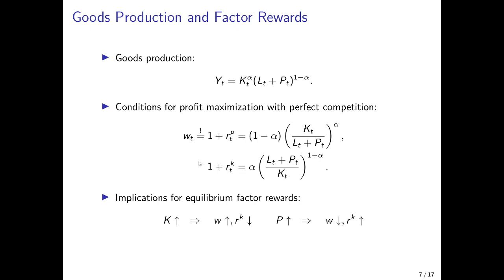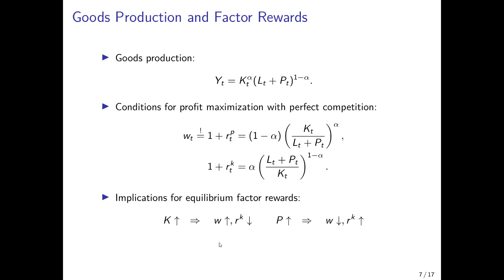And the rate of return on traditional capital is the derivative of the production function with respect to traditional capital. We see alpha comes down, L plus P to the power of 1 minus alpha remains here, and then we have K to the power of alpha minus 1, so we can write this in the denominator, and we have this expression here. Now, what the implications of automation and capital accumulation are for the factor rewards, we see it here. So if traditional capital accumulates, so K increases, well, this implies ceteris paribus that the wage goes up, because traditional capital and labor is complementary to some extent, and the rate of return on traditional capital goes down. That's also clear because the marginal product of traditional capital is decreasing.